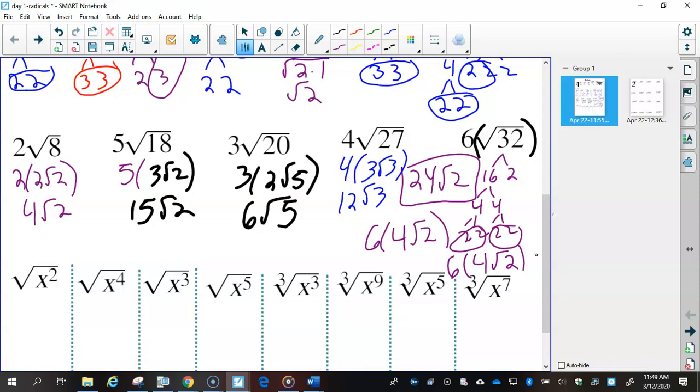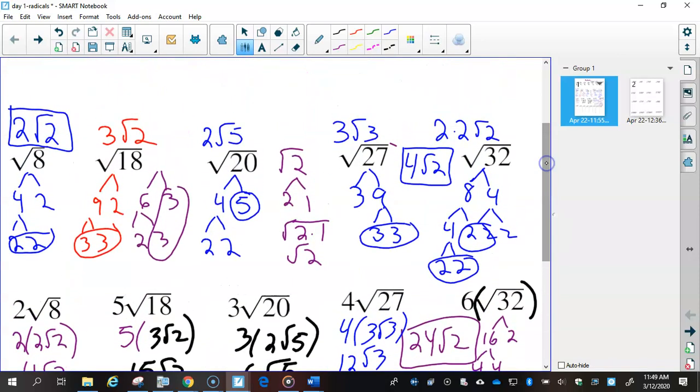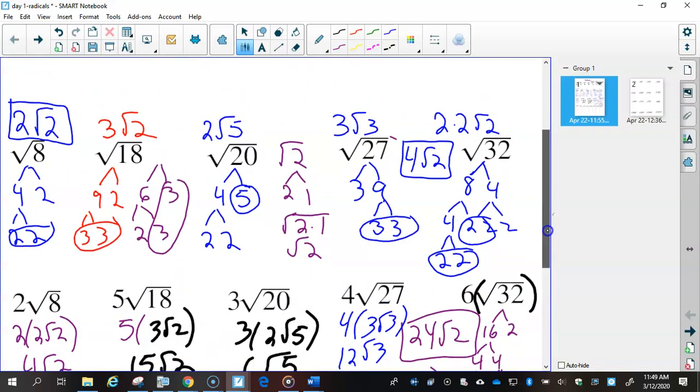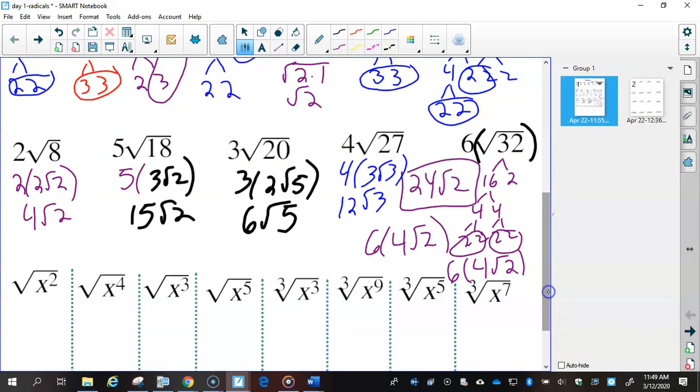What happened to the 27? We broke it down. How? 3 and 9. Oh, yeah, look at that. That broke down to 3 and 3. Okay. Oh, I get it. What's 10 times 5? You had a question.